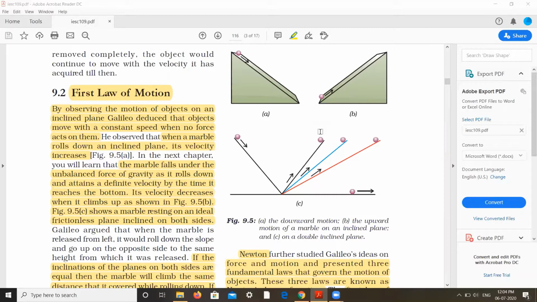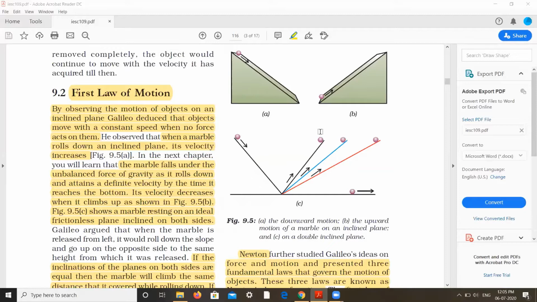By observing the motion of an object on an inclined plane. An inclined plane means a plane which has some inclination with respect to the ground. Just see figure 9.5, part a, where there is a slope or inclined plane with respect to the ground. ठीक है, जिसपे you can see that a marble is left from the top of that plane and it is rolling downward. That is called an inclined plane.